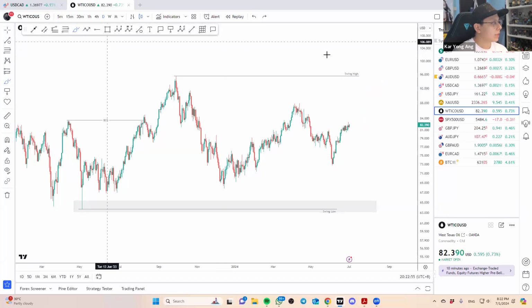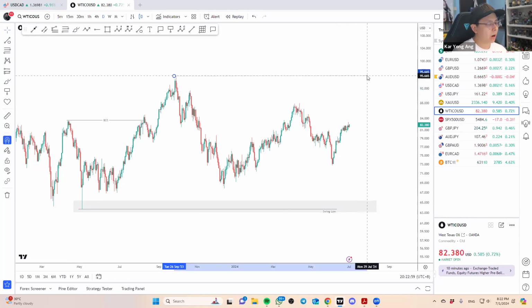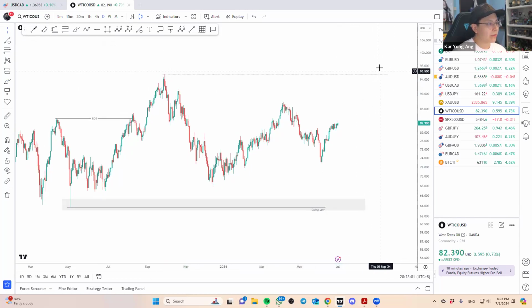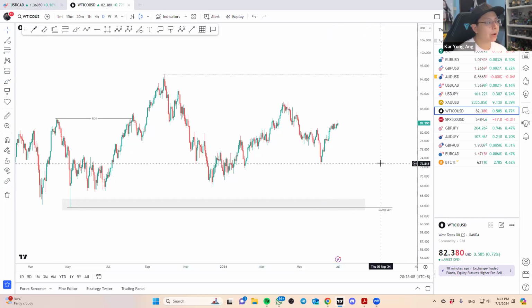So this one here would likely be a weak swing high, and we can expect the market to eventually tag it or even break it. And of course, as long as this swing low remains intact, we're in a bullish market structure.